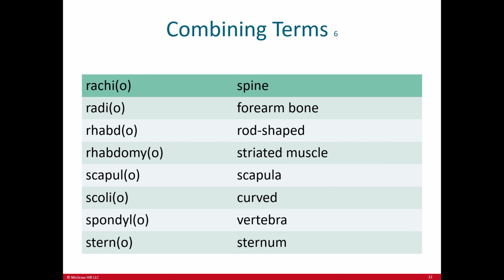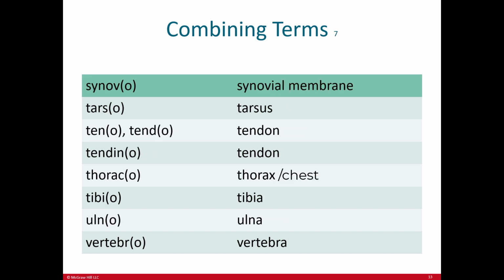And then we have spondilo. Spondilo means vertebra. And sterno, which means sternum. Then we have synovo, which means synovial membrane, produce synovial fluid, which acts like a lubricant for our joints. Tarso means tarsus. Remember, that's our foot. We live in the tar heel state, so it's a great way to remember that tarso is going to be dealing with your foot.